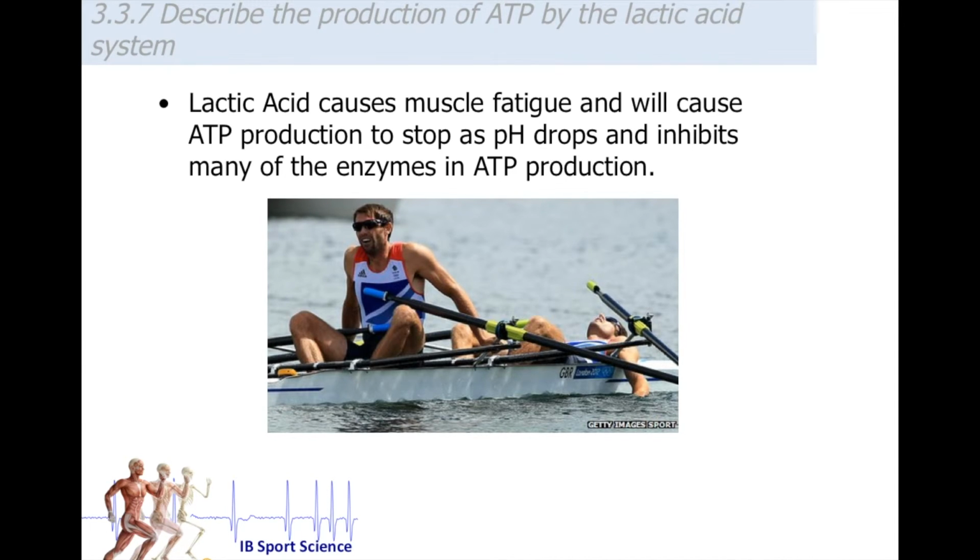Lactic acid, the product of this system, can cause muscle fatigue and inhibit the production of ATP as the pH drops and inhibits many of the enzymes which are involved in the production of ATP.